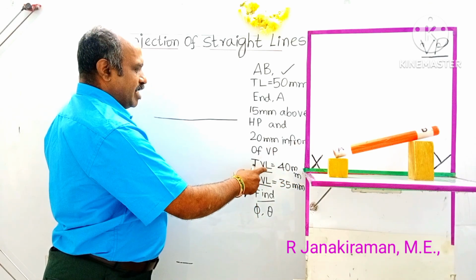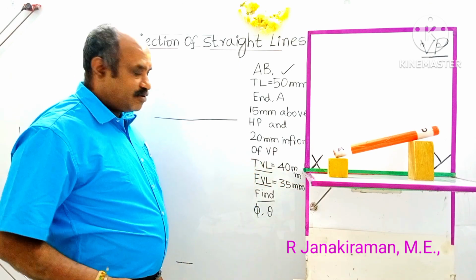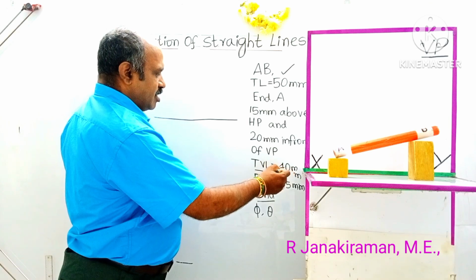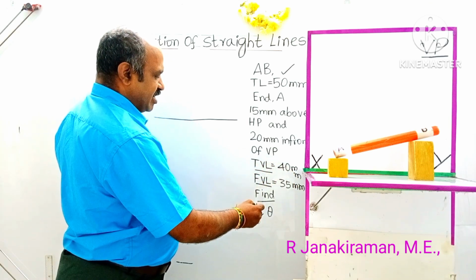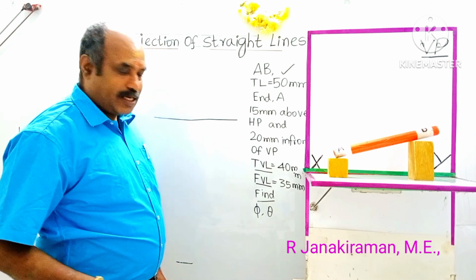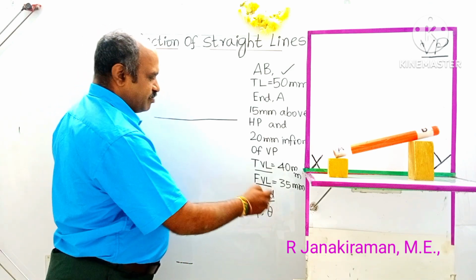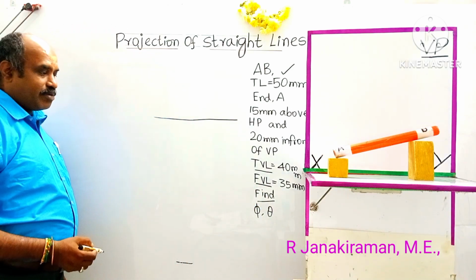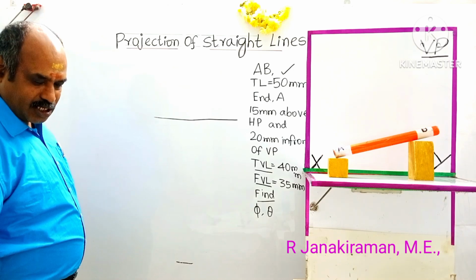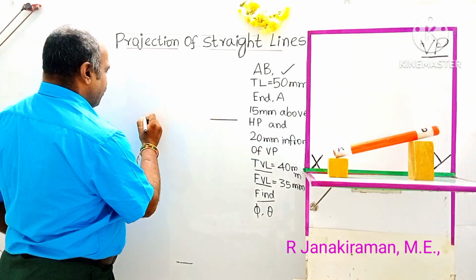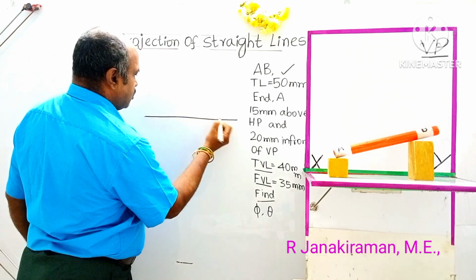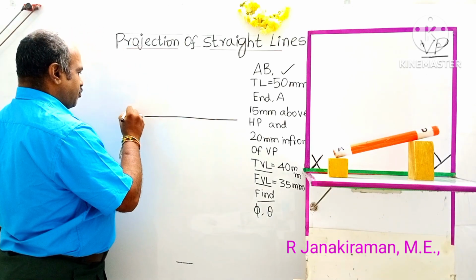The top view length, which will be the final answer, will be 40 mm, and front view length is 35 mm. Find phi and theta. Phi is the true inclination with VP. Theta is the true inclination with HP. That you have to find from the diagram. You have to measure it using a protractor. Right. So first you draw the reference line. It's a rough diagram, you can draw it freehand as reference. Mark the X and Y.